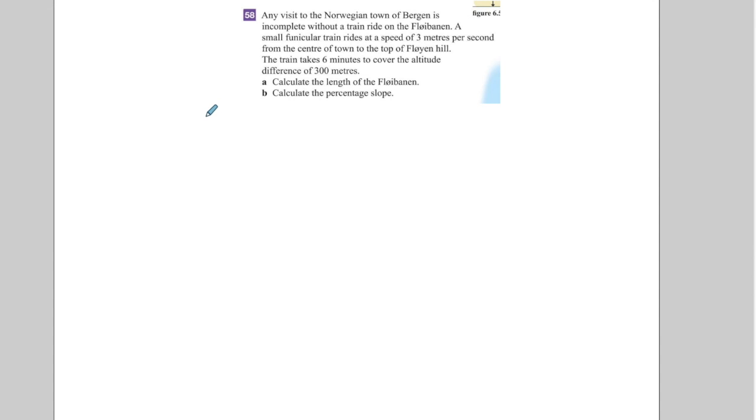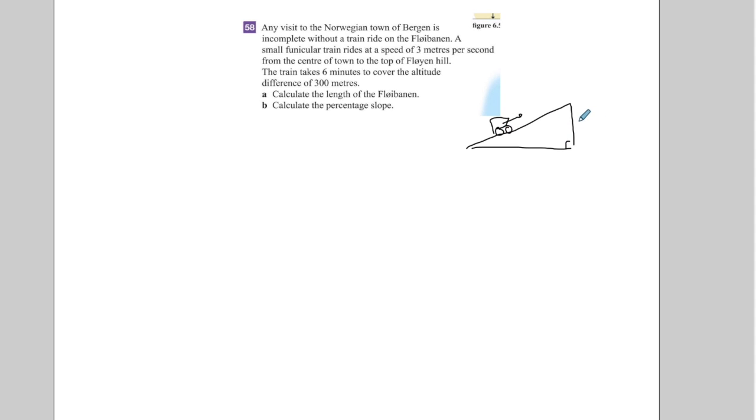There's a story about a train in Norway and it's going up a hill. And if I'm dealing with only a story, it's better to make a little sketch. So I got a hill and there's a little train going up. The hill's altitude is 300 meters and this little train goes with a speed of 3 meters per second during 6 minutes. So my first question, calculate the length of this slide.